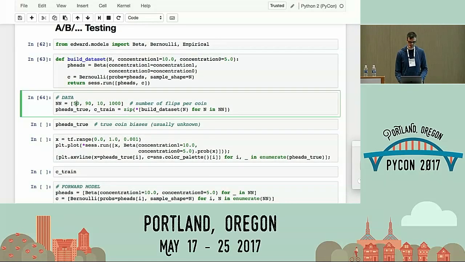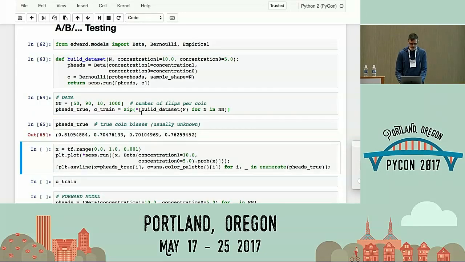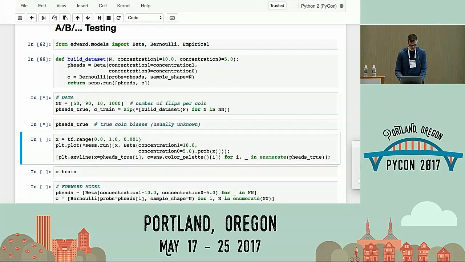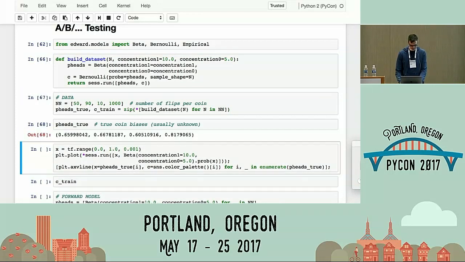So basically, we now have 4 data sets of coin flips. We have one data set with 50 coin flips, one with 90 coin flips, one with 10 coin flips, and one with 1,000 coin flips. And these are all different coins. They're not the same coin. If I simulate this, and I have this little model here that draws from that, I get these answers. Actually, I don't like these answers because they're a bit close together. So let me do this again. Well, slightly better.